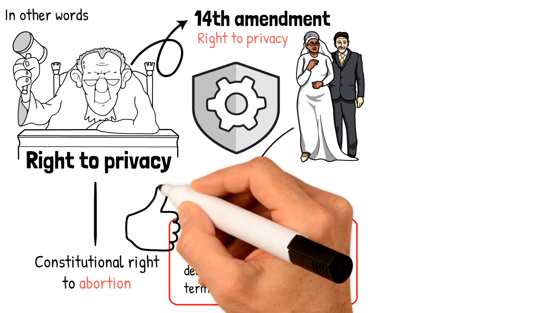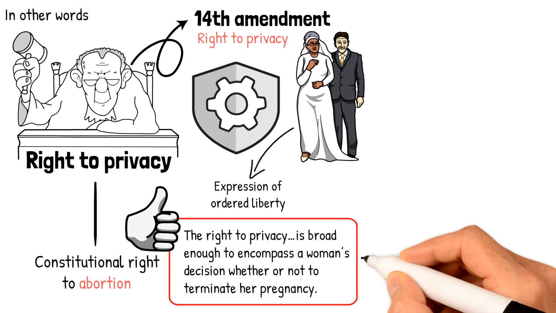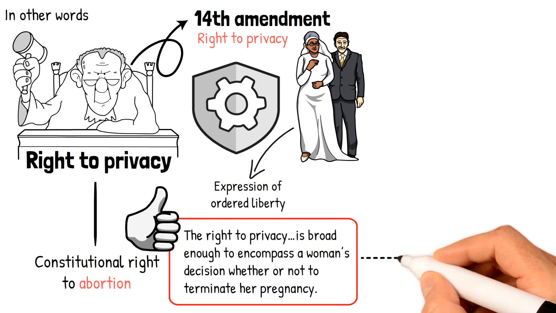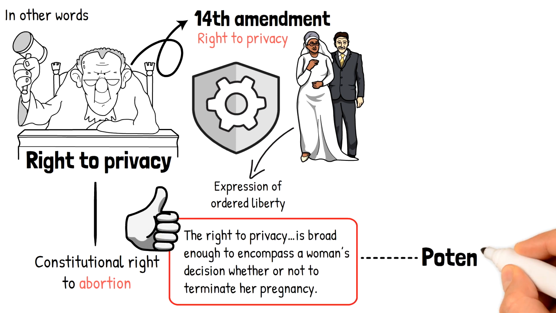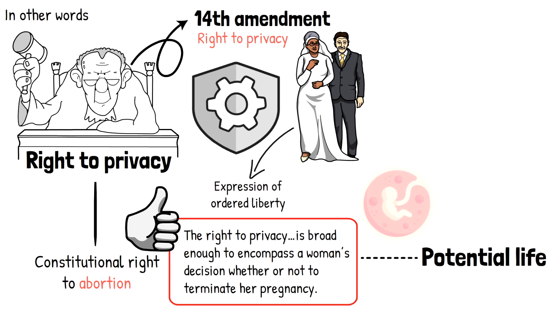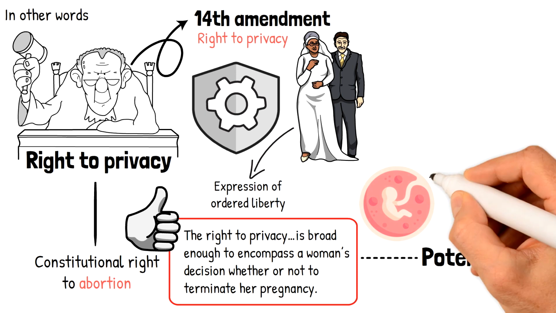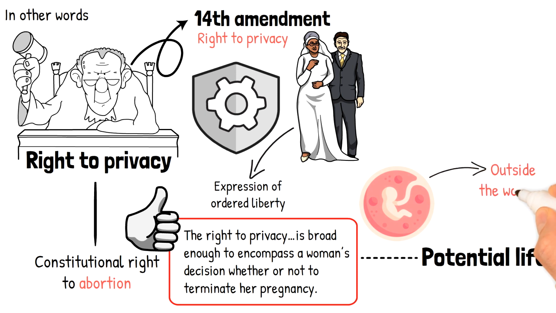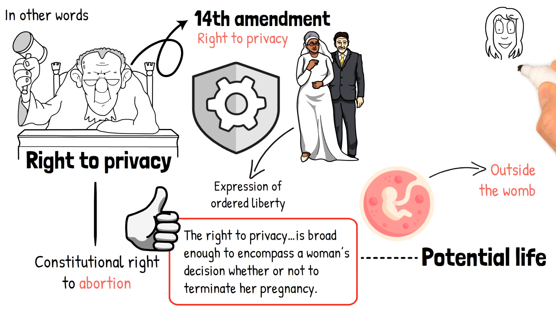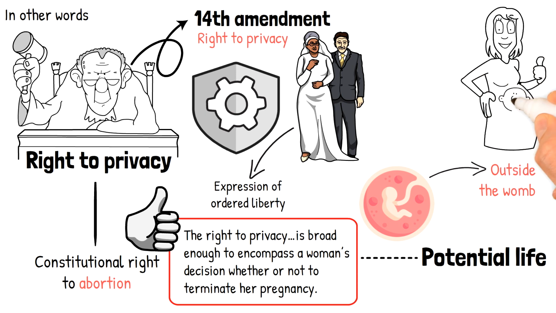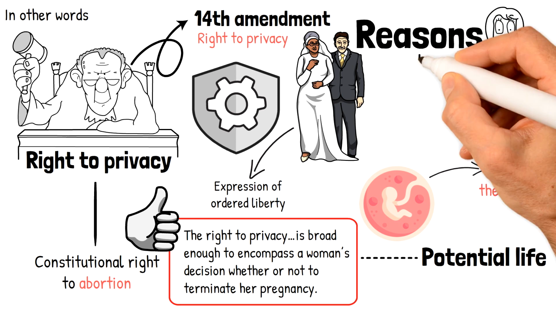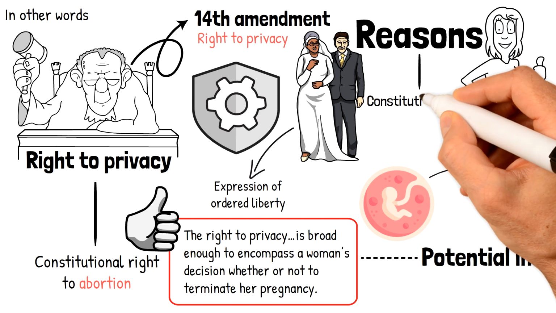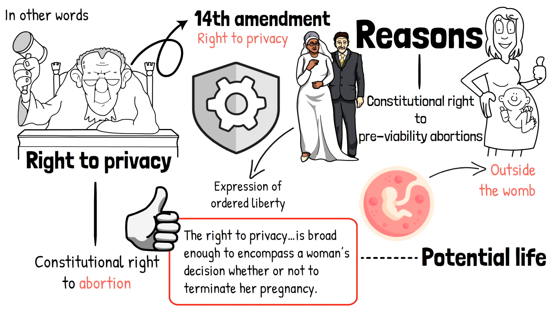However, the court asserted that this right is not absolute. At some point, the state has an interest in what they called potential life. The state has a legitimate interest in protecting underdeveloped human life after the fetus can survive outside the womb because, at that point, the fetus could have, quote, a meaningful life outside the mother's womb. It is for these reasons that the Roe Court concluded that a woman has a constitutional right to pre-viability abortions.